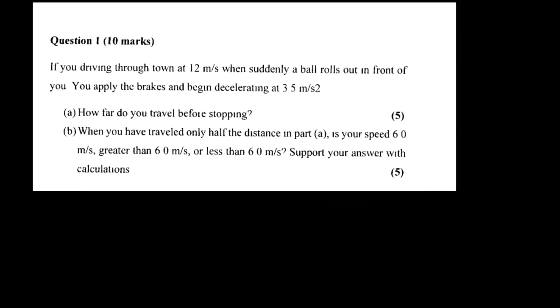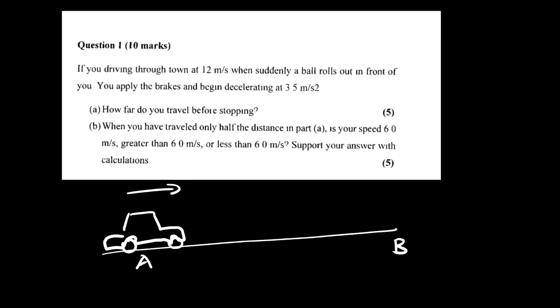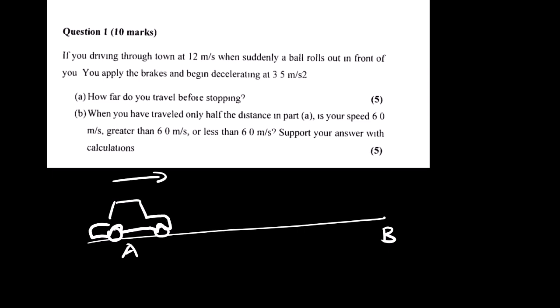So looking at the pictorial form of this scenario, suppose this is the car, traveling in this direction, from point A to point B. Point A is when you start applying the brakes, and the initial velocity is 12 meters per second. For the car to stop, the final velocity will be 0 meters per second.